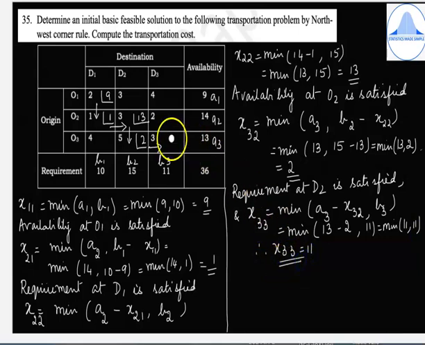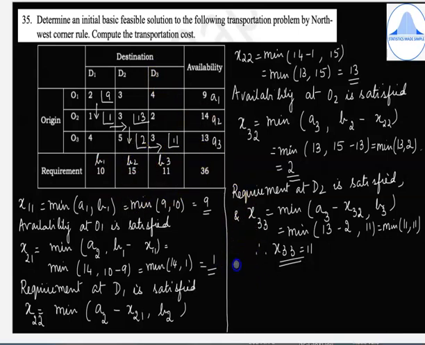Now write 11 here. Now just check, 9 matches with 9, 1 plus 13 is 14, 2 plus 11 is equal to 13. So the availabilities at the origins are satisfied. Then 9 plus 1 is 10, 13 plus 2 is 15, and 11 is the requirement at D3. So the requirements at the destinations are also satisfied.